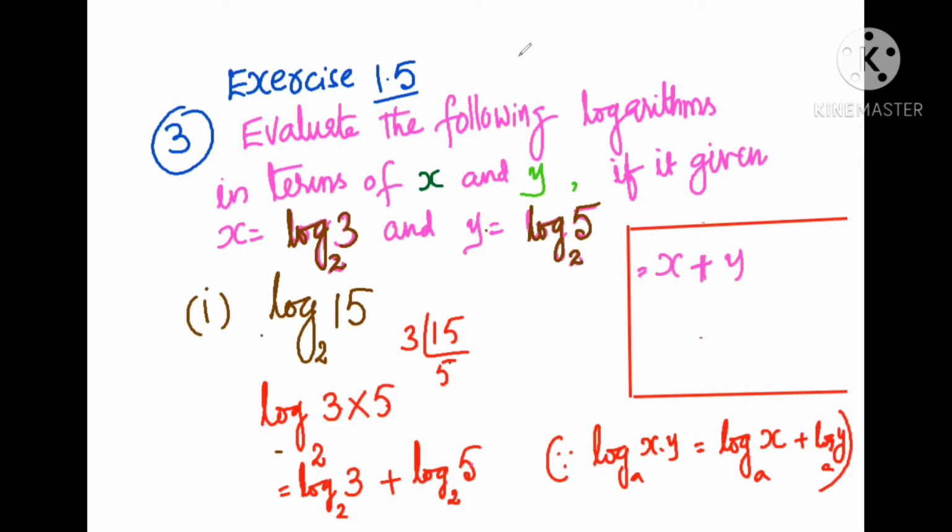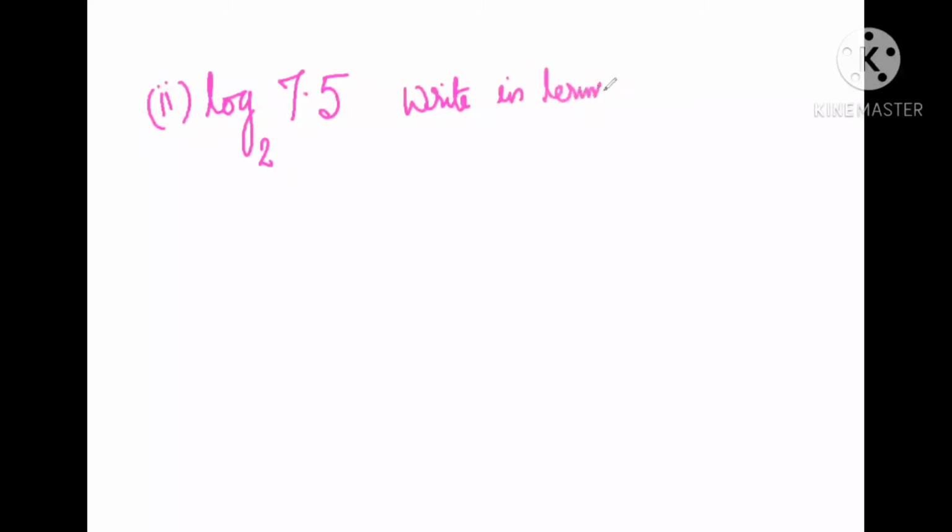Let us solve the second problem. Logarithm of 7.5 base 2. Write in terms of x and y, if x is equal to log 3 base 2 and y is equal to log 5 base 2.